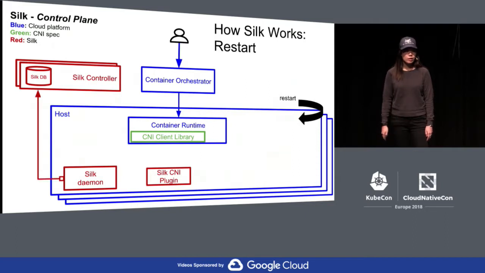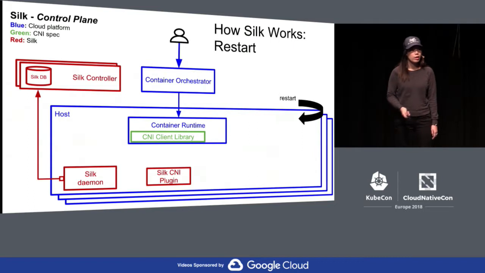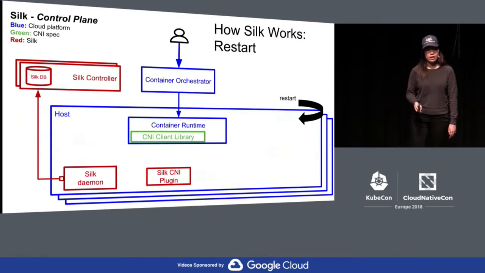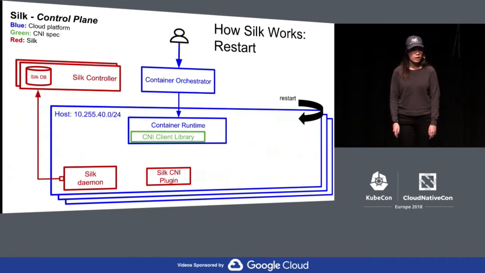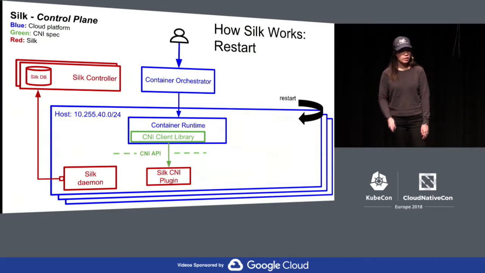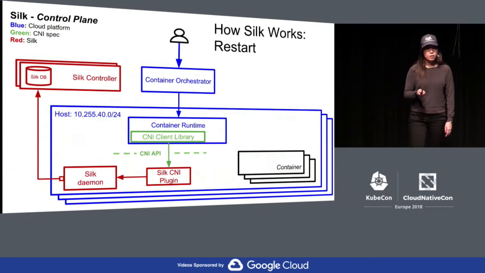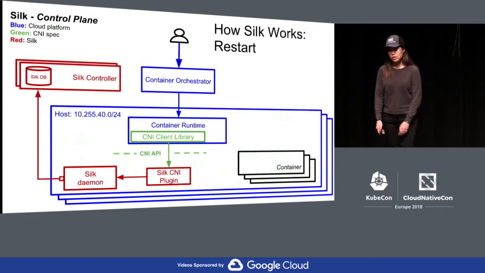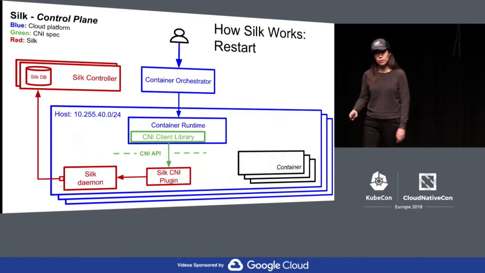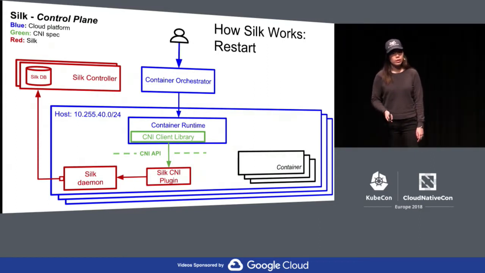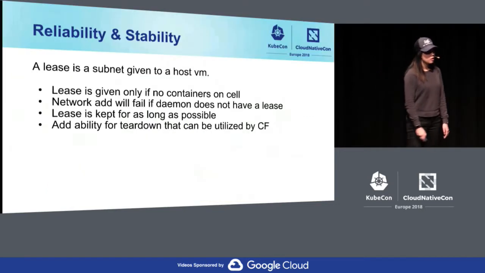If that lease wasn't available, it could acquire a different lease because there are no containers running on the cell. But in this case, let's say that it's able to acquire the same lease, happily does so, and again, is able to successfully create containers on the given host. So those are some of the design considerations that we made around reliability and stability. Let's also talk about the actual architecture of the network that Silk creates.